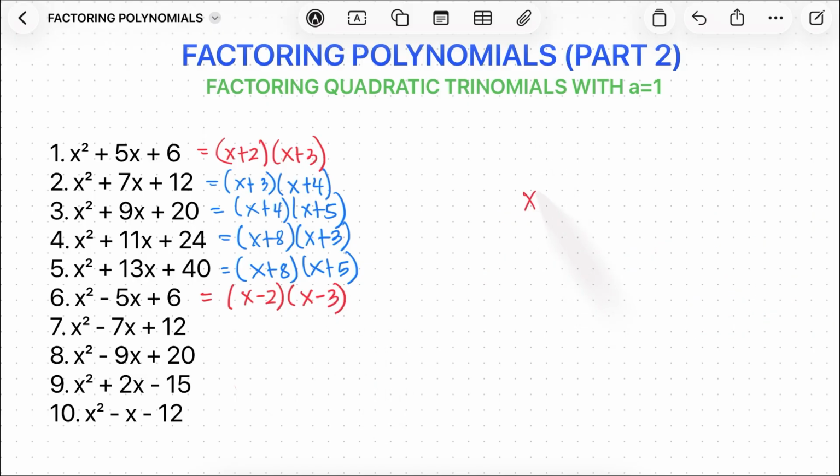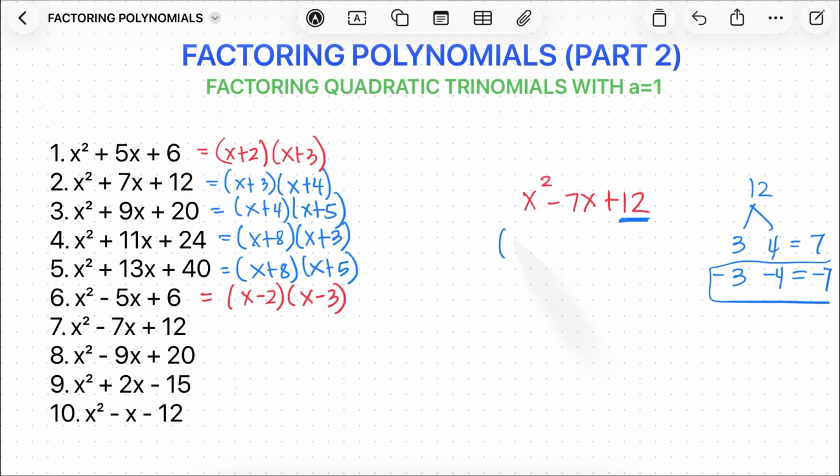Number 7, we have x squared minus 7x plus 12. So factors of 12 that if we add is negative 7. So factors of 12 would be 3 times 4, which if we add is 7, but we are looking for negative 7. So negative 3 times negative 4, that is also 12. And if we add that, it's negative 7. Therefore, we're going to take this. So x minus 3 and then x minus 4.